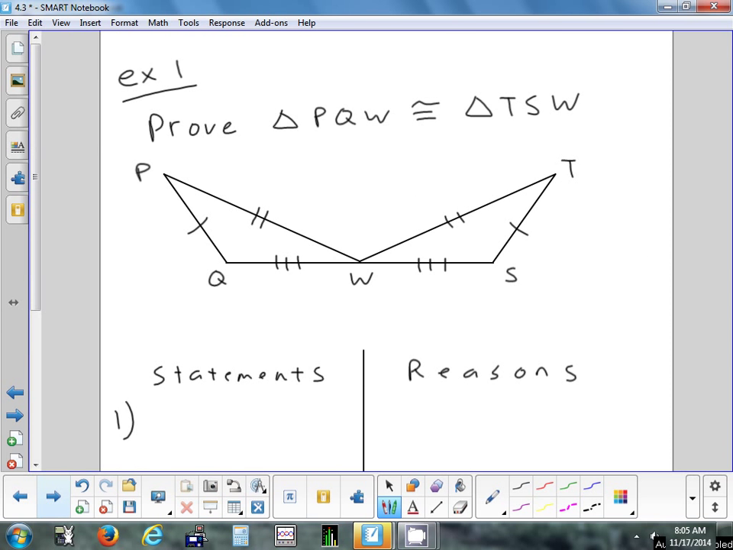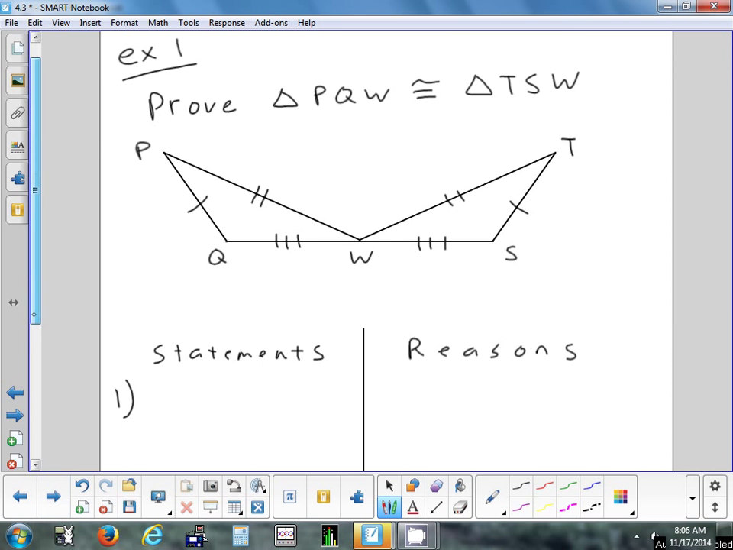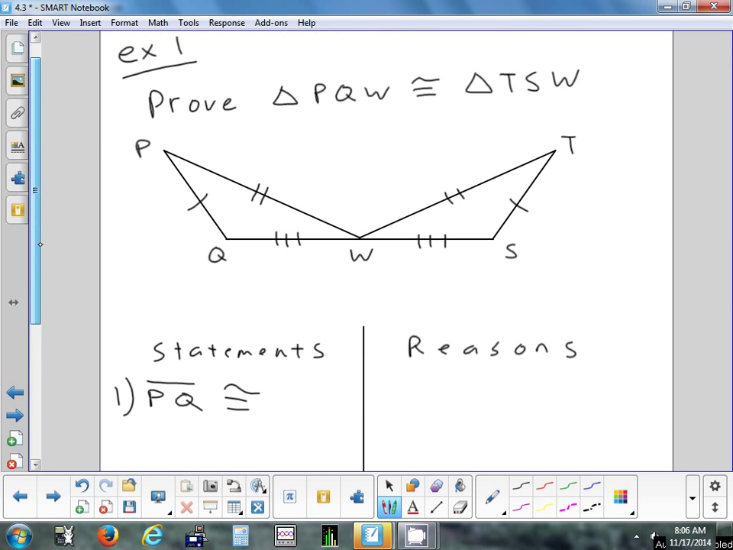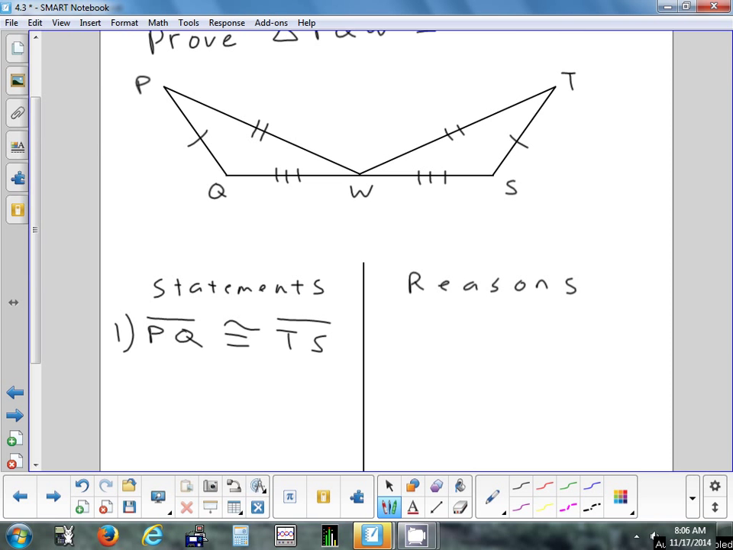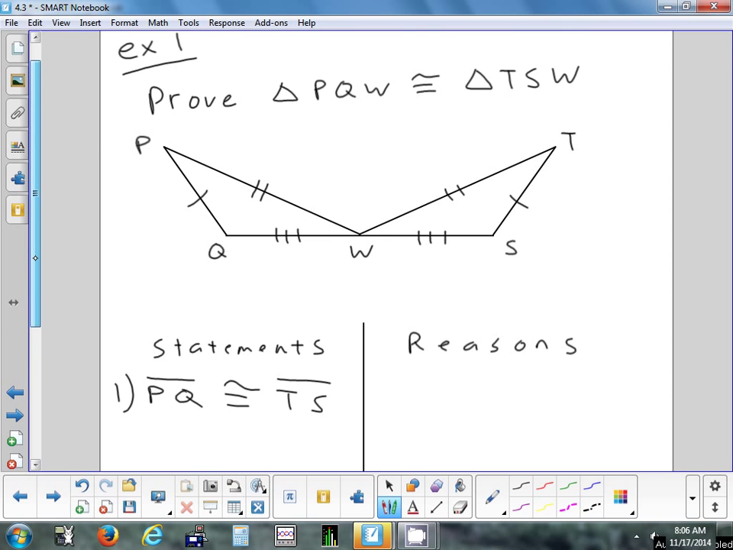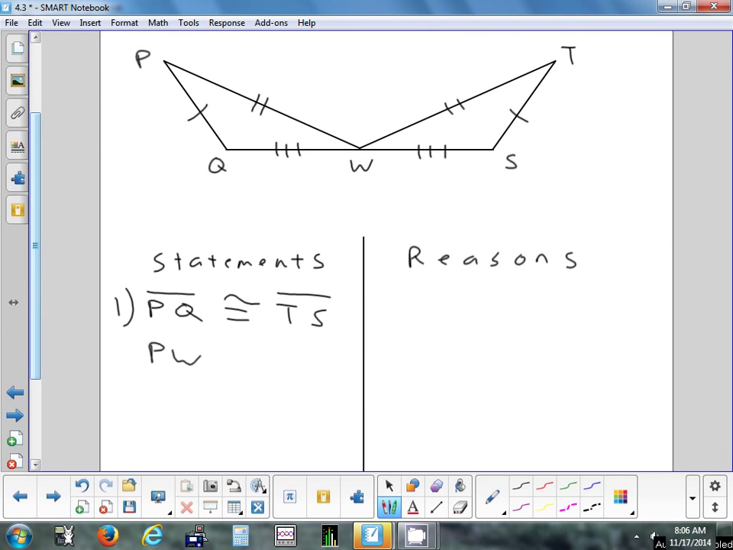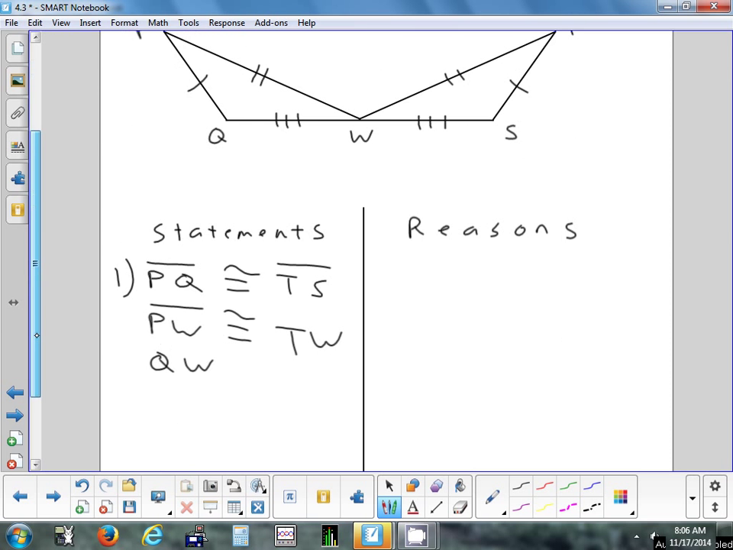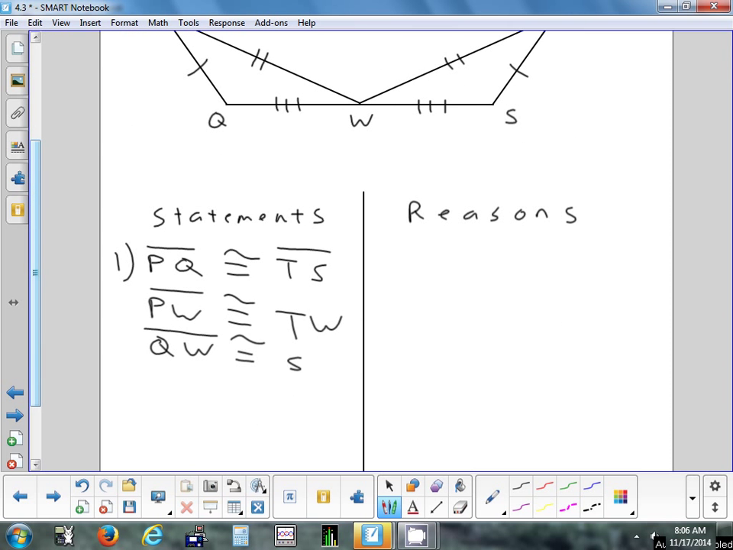But we can't use the side-side-side congruence postulate until we say something about all three sides. Yep, one at a time. Side PQ is congruent to side TS. Anything else you can say along that same reasoning? Yep. PW is also congruent to TW. And then QW is congruent to SW. What's the reason for all of that? It's shown, or what do we normally say when it's shown? Given. This is all given.